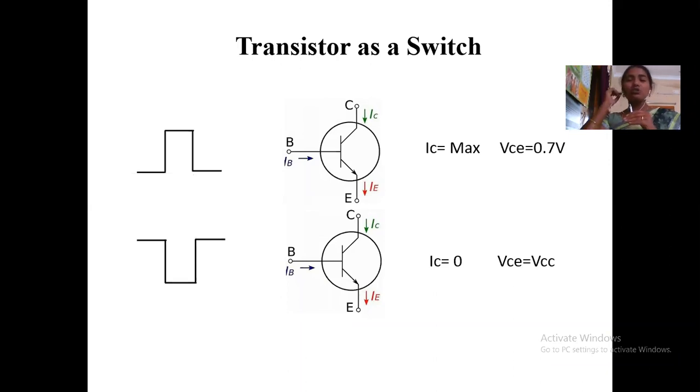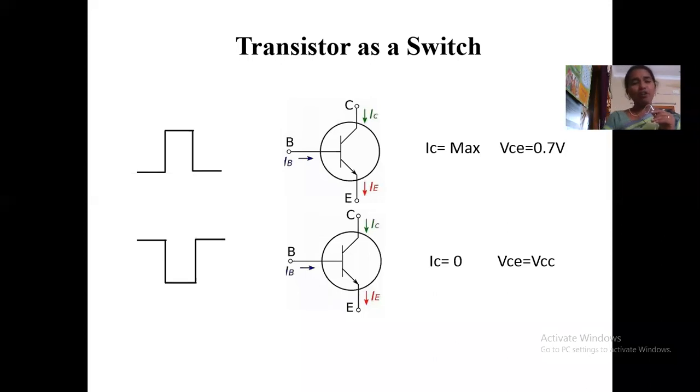So it acts as a short circuit. For the positive cycle of the input signal, the transistor acts as a short circuit, so it acts as an on switch. For the positive half cycle, current is maximum and voltage is approximately zero.